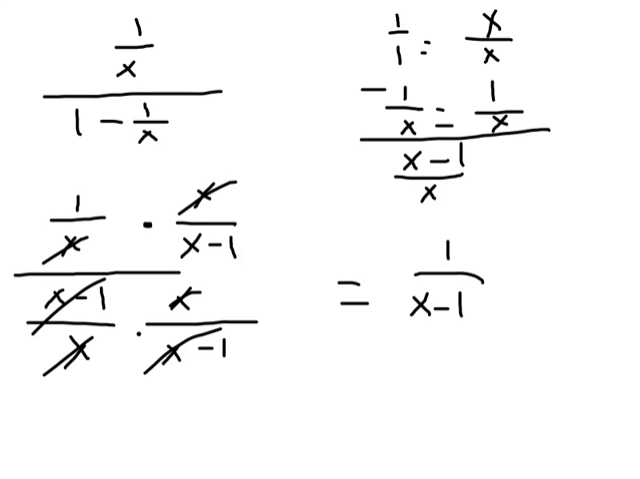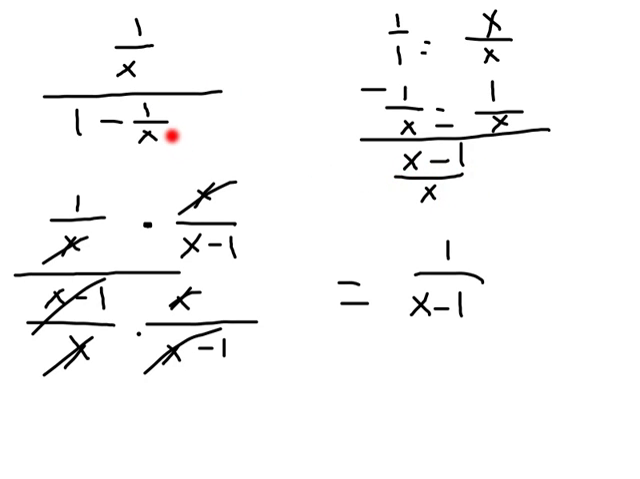Here I've got 1 over x divided by 1 minus 1 over x. Well, the first thing I'm going to have to do here, this one can stay just like it is, but this one is going to have to be added. So I'm going to have a common denominator, which is x. So I've got 1, which is x over x, minus 1 over x. Now I've got a common denominator of x, and what I have left is x minus 1 over x.